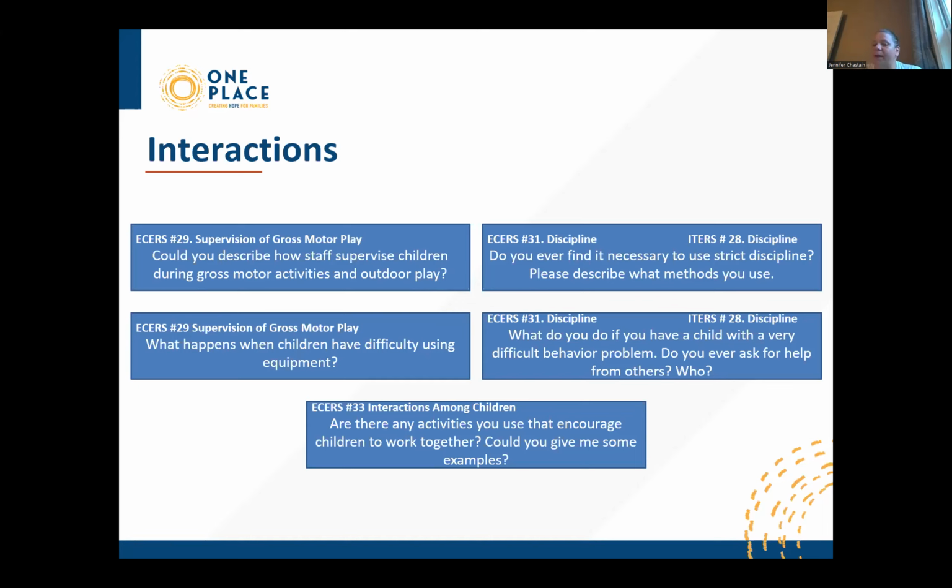So for Eckers 29, supervision of gross motor play, could you describe how staff supervise children during gross motor play or gross motor activities and outdoor play? Again, remember your basic supervision, right? All staff are required to be able to see and hear the children at all times. Staff are required to walk around the playground while interacting with the children. You definitely shouldn't be grouped up on the playground. Spread out so you can see all areas of the playground.